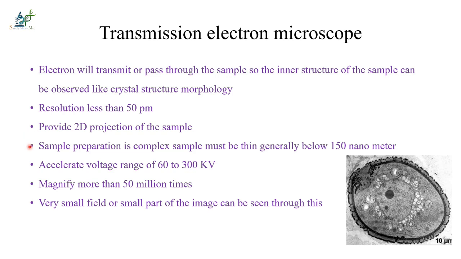The sample preparation is complex when compared to the scanning electron microscope. The sample must be thin, generally below 150 nanometer. It has an accelerating voltage range of 60 to 300 kV. It magnifies more than 50 million times. And only a very small field or small part of the image can be seen through this transmission electron microscope when we compare it with the scanning electron microscope.